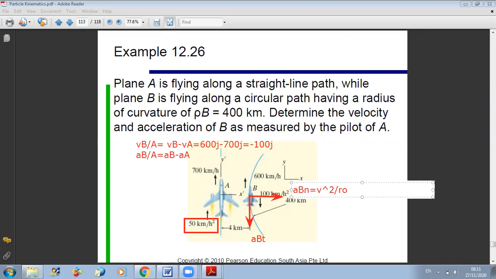Now pay attention to units. Since V is in kilometers per hour, you can keep it in kilometers per hour, and rho should be in kilometers then. So it's equal to, the velocity is 600, so 600 squared over the radius of curvature, which is 400, so over 400. Now I can just replace in my equation.